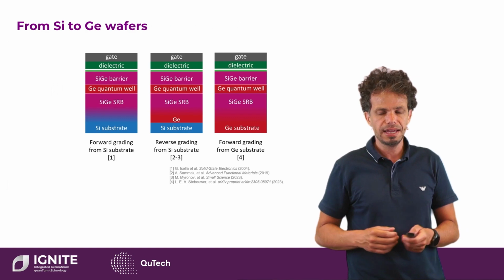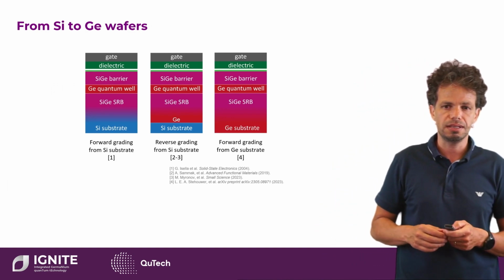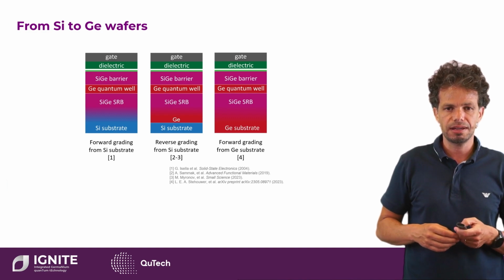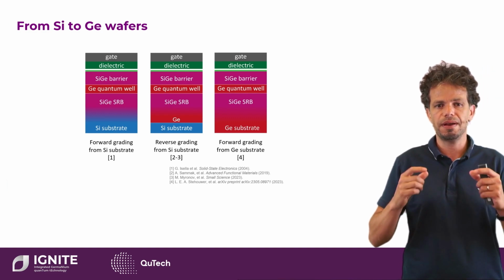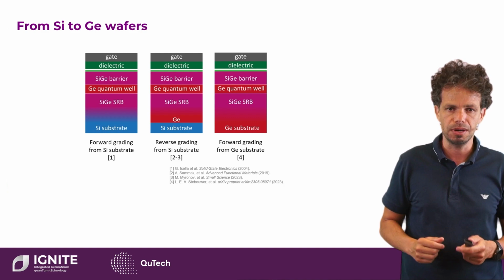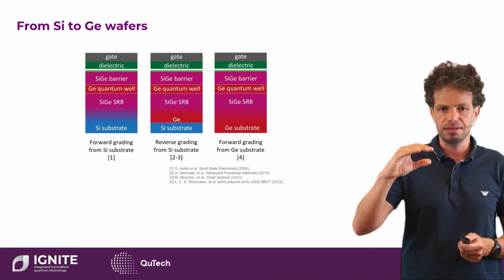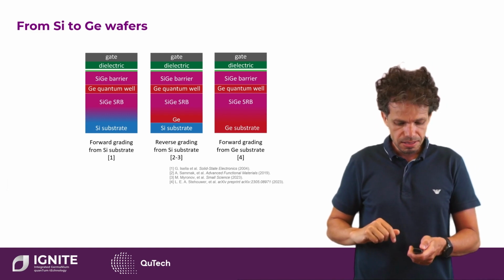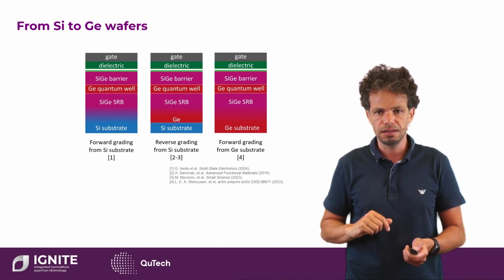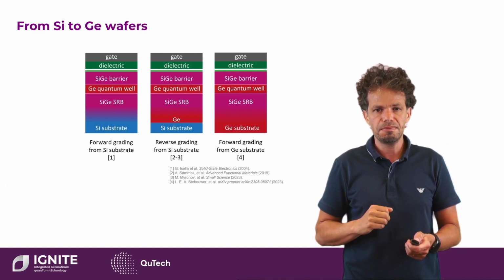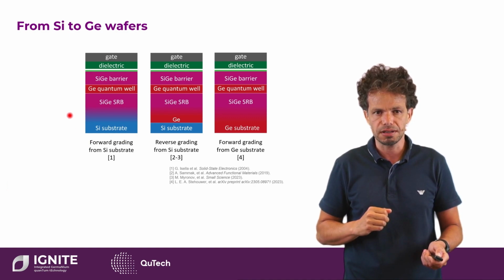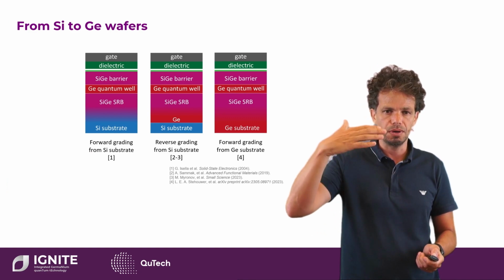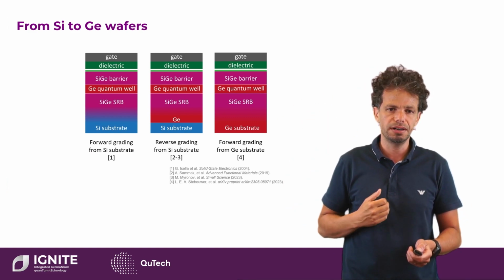Now, the next experiment I want to tell you about is engineering a better strain relax buffer below the quantum well. We've seen before the influence of the barrier, now we see the influence of the substrate. Typically in the community, we've been working with two types of heterostructures. This one on the left was the one that brought us to 100,000 mobility, as I mentioned earlier.